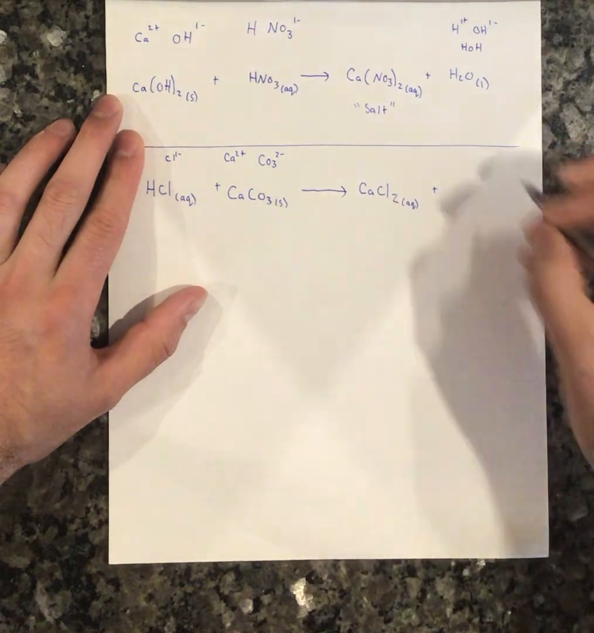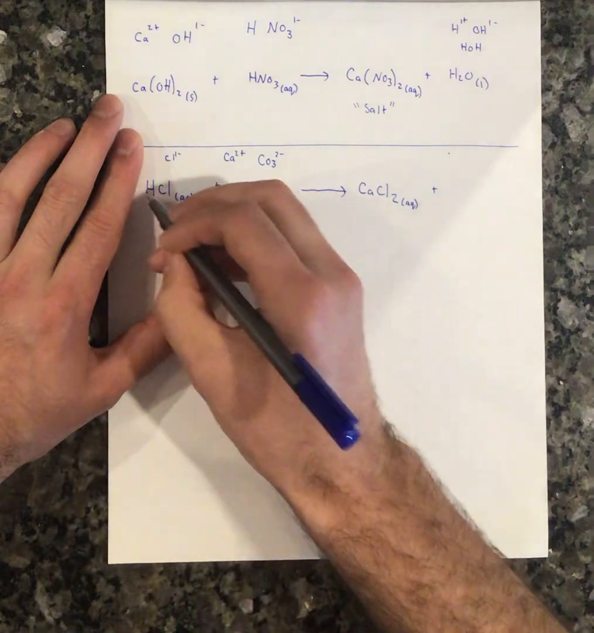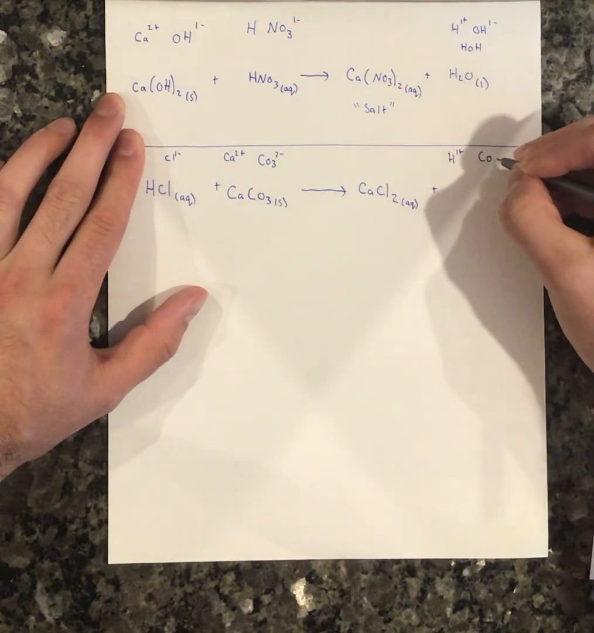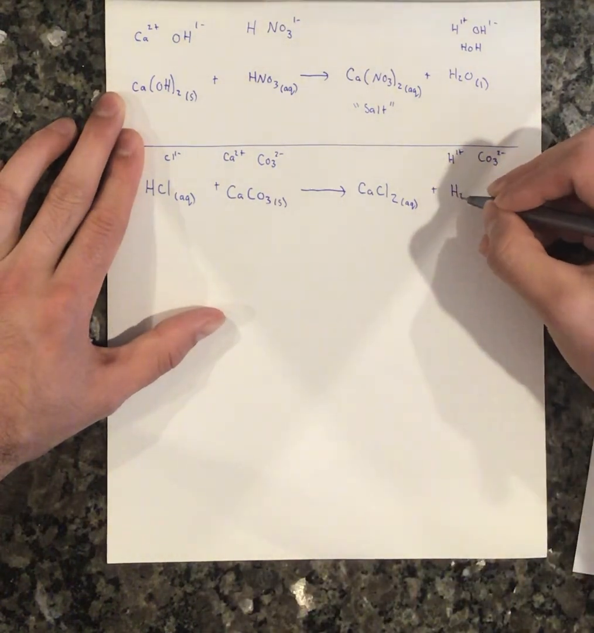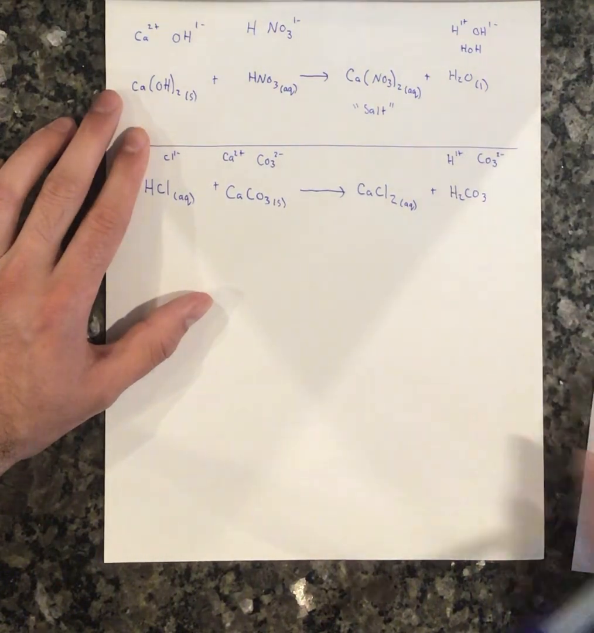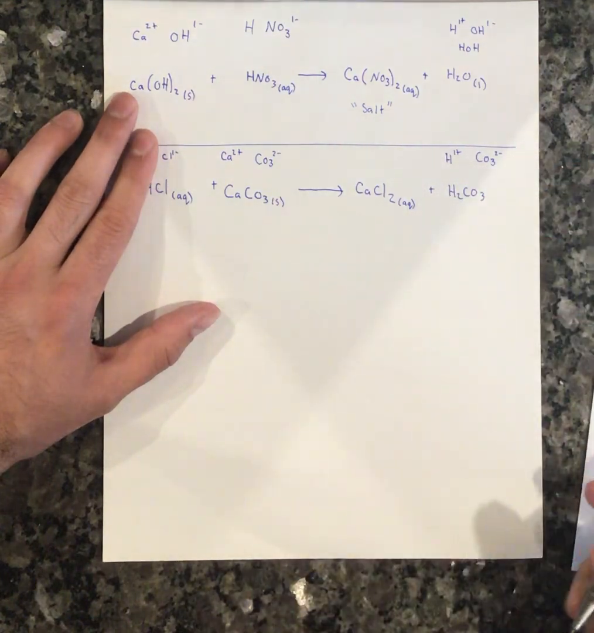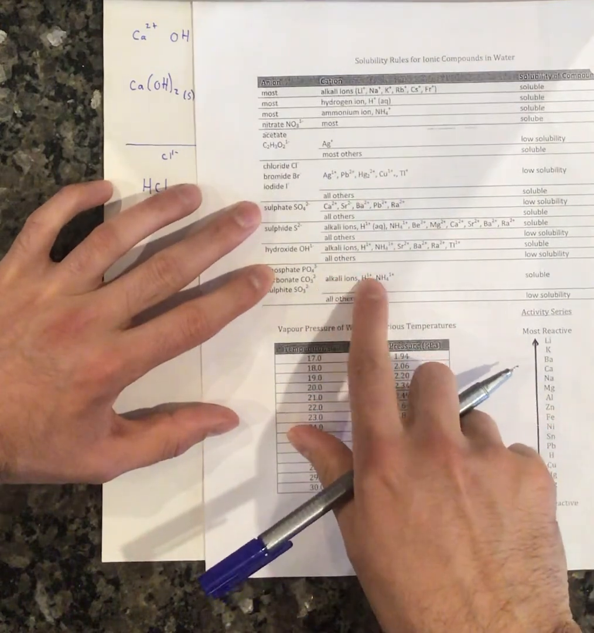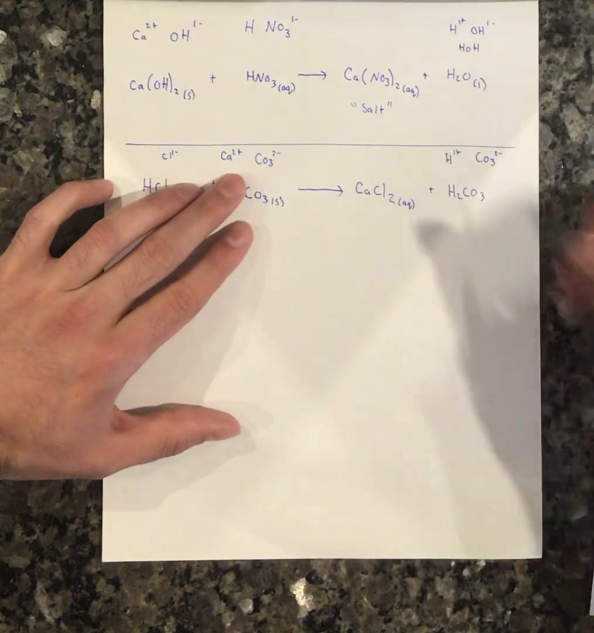And the next thing we have here is hydrogen coming with carbonate. So hydrogen is a 1+, carbonate is a 2 negative. When we do that crisscross, we get H2CO3. And if you look at your chart with carbonate, you would see that hydrogen, it isn't part of that alkali family, but hydrogen is there, so it's soluble.